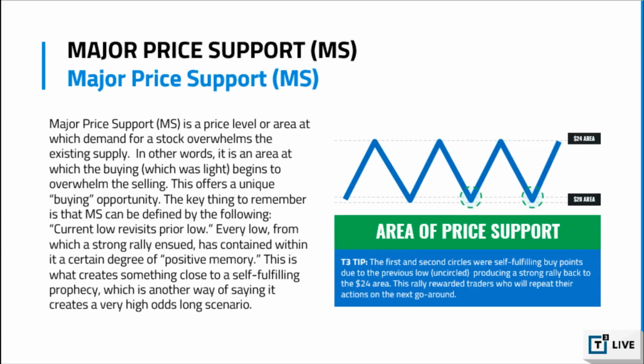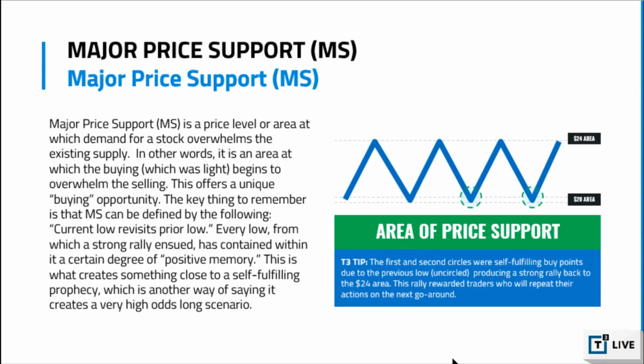So major support is a price level or area at which demand for a stock overwhelms existing supply. In other words, it's an area at which the buying, which was light, begins to overwhelm the selling. This offers a unique buying opportunity. The key thing to remember is that major support can be defined by the following: current pivot low revisits prior low.